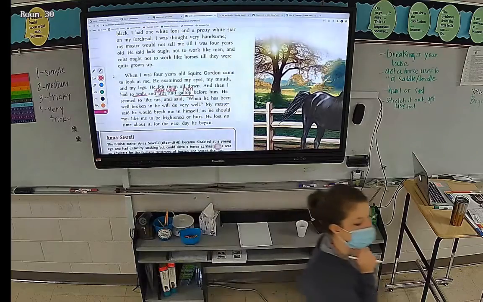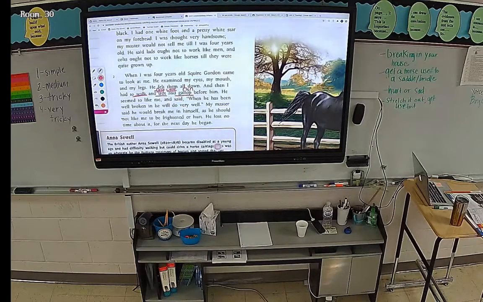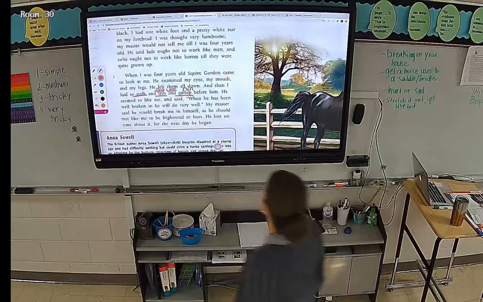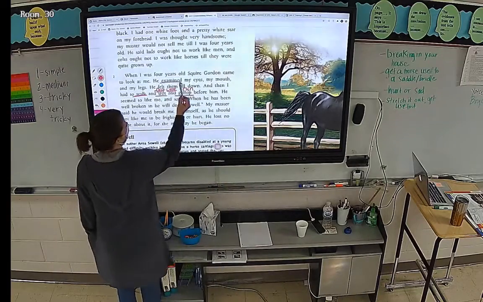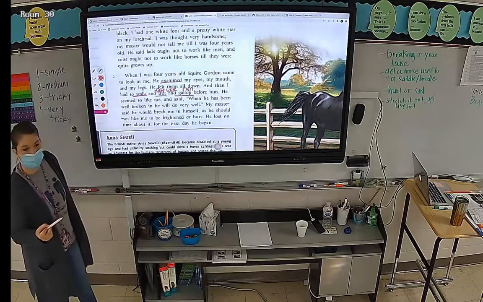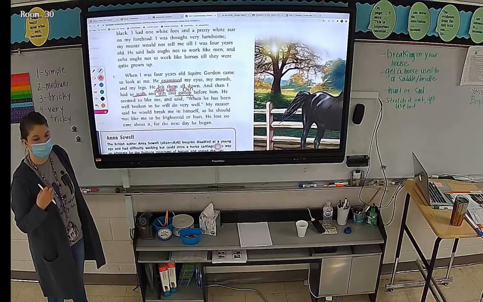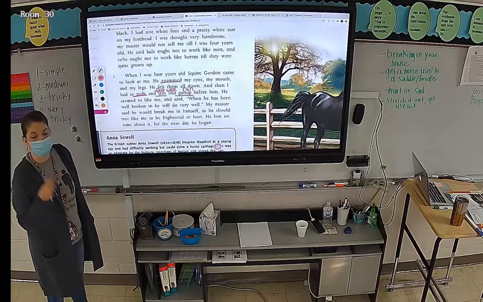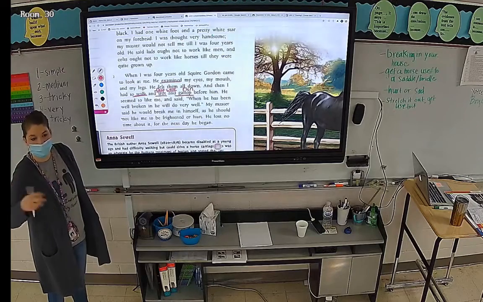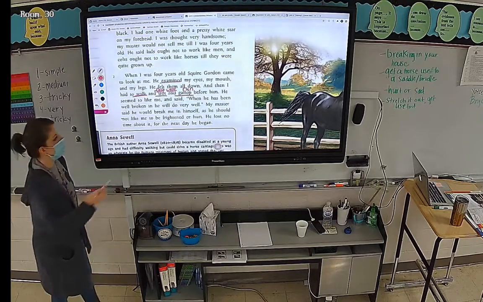Underline those. So that tells us what he is doing. What else? Alyssa? It says he examined my eyes, my mouth, and my legs. Okay, so if he's examining, what does that mean, examined? It means look. He's checking him out, making sure all parts of his body are good. Okay, so looking at them, checking them out, making sure that they are healthy.